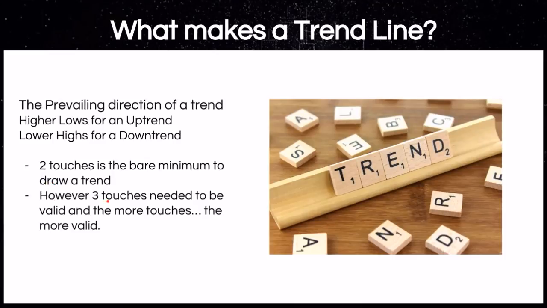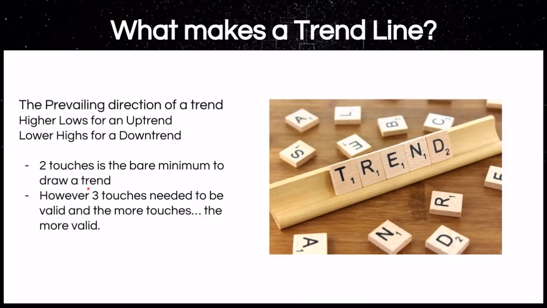3 touches is the bare minimum needed for it to be valid. Doesn't mean you can't draw a trend line with only 2 touches, but that just means you don't put too much weight into it being an accurate trend line until you get that 3rd touch. And the more touches you get, the more valid the trend line is and the more confident you can be. If you have a trend line that has played out over the past 2 years and it's touched that trend line 15 times, you know that the odds are more likely than not that the next time it comes down to that trend line, it will likely hold it again, just like it has done many times in the past.